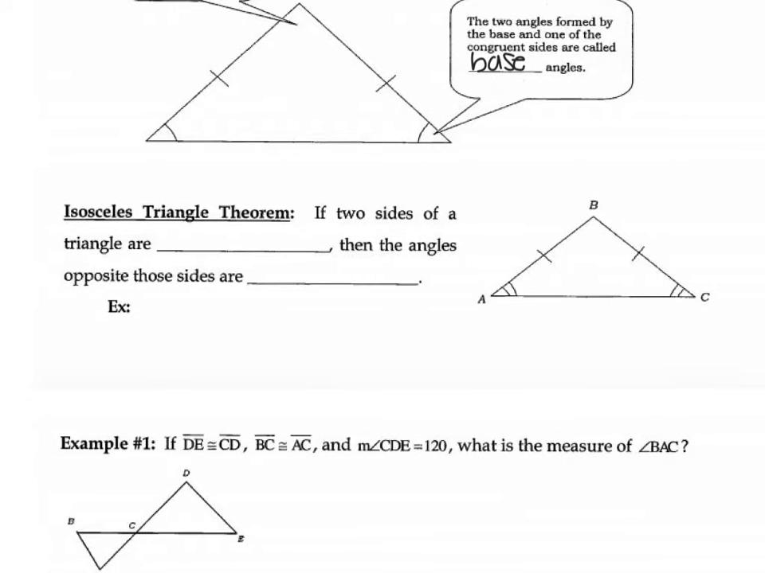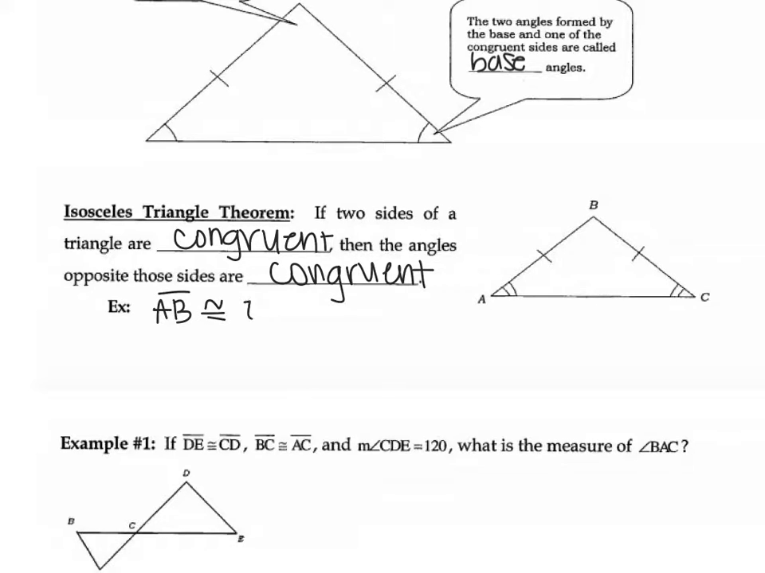So the isosceles triangle theorem states if two sides of a triangle are congruent, then the angles opposite those sides are congruent as well. As I previously stated, but it is a theorem. For example, because side AB is congruent to side CB, then angle A is congruent to angle C.